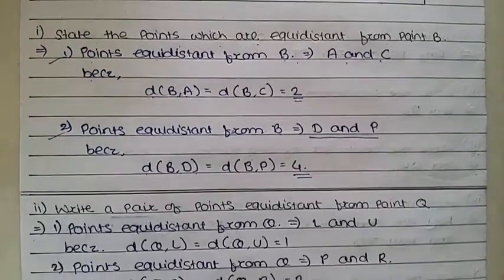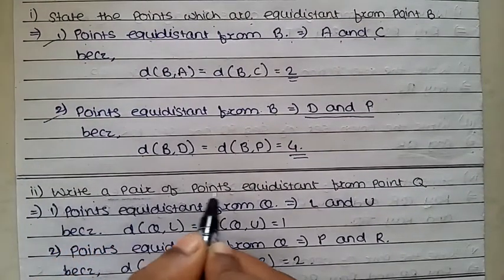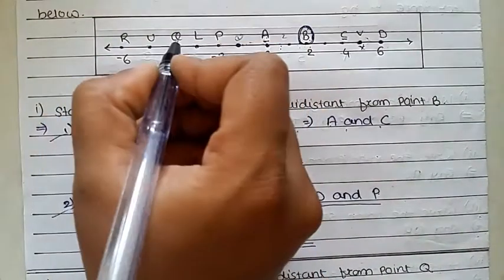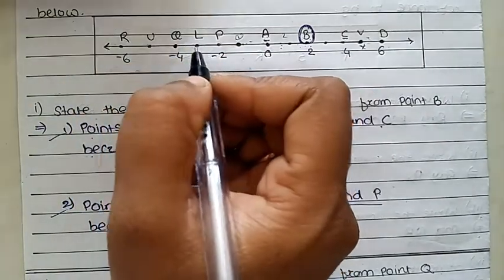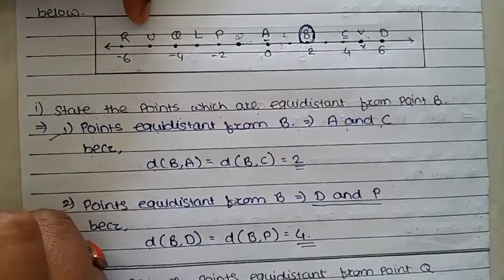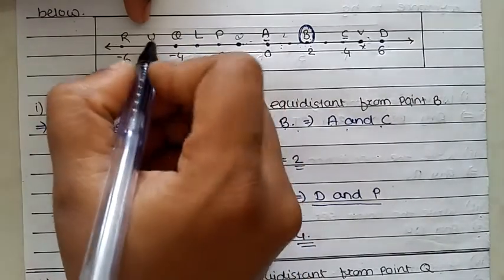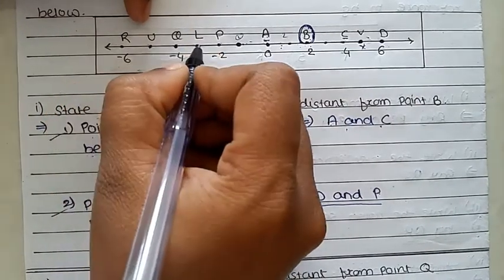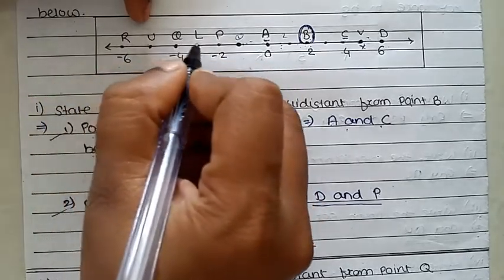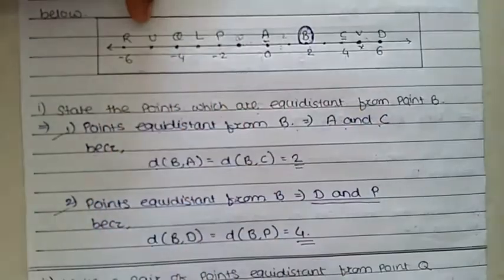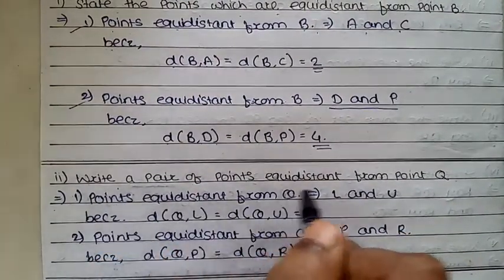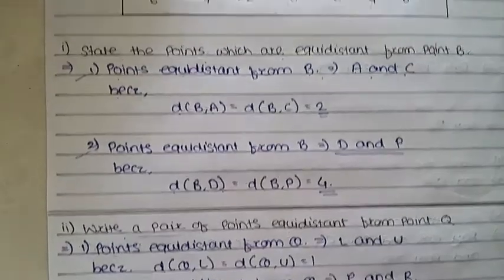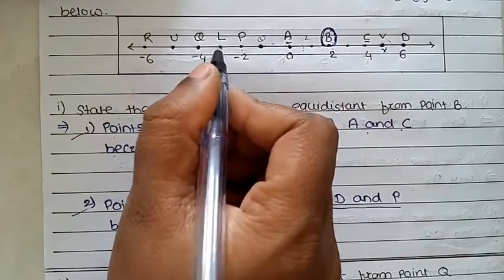Now next, write a pair of points equidistant from Q. Listen. Now we have to find the equidistant pair of points from point Q. So just observe here. There are two possibilities. That is U and L, then R and P. Okay. Just observe the first one. That is, the points equidistant from Q are L and U.